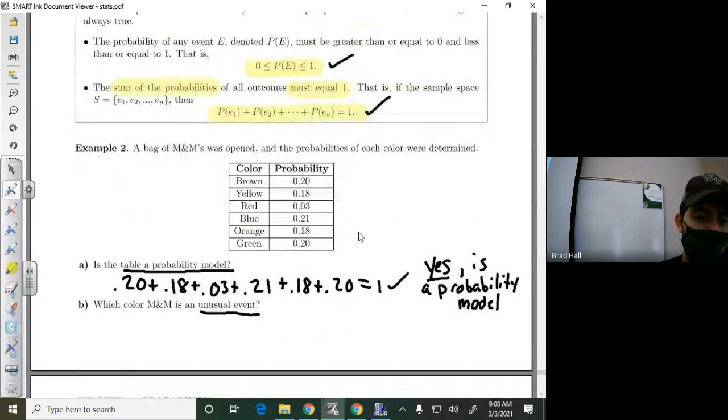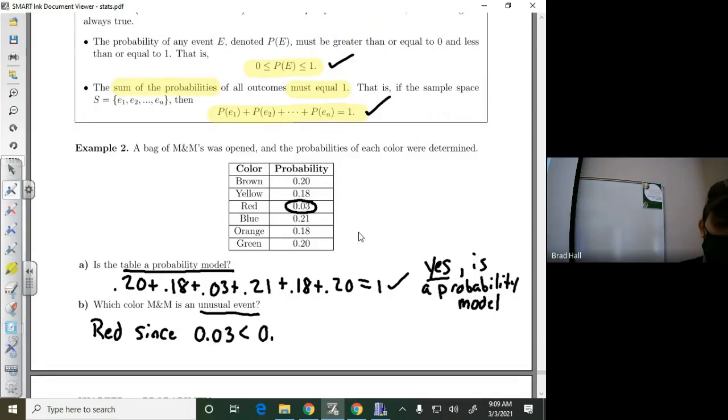Well, that seems to be very clearly red. That's less than 0.05. Red, since 0.03 is less than 0.05. Simple as that. That's it. So hopefully that's pretty straightforward so far.